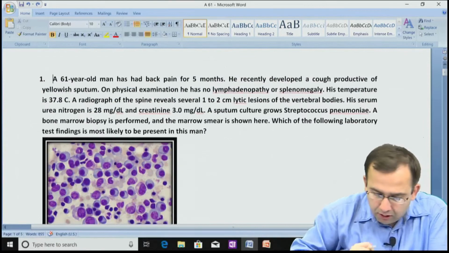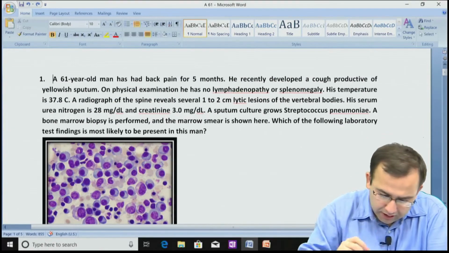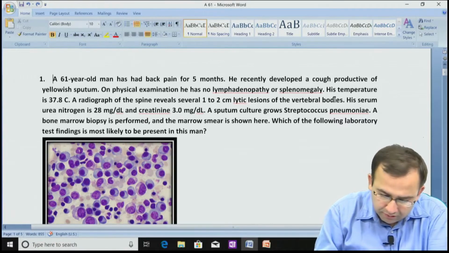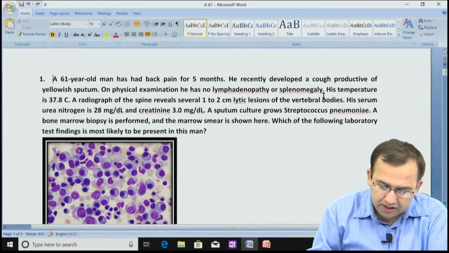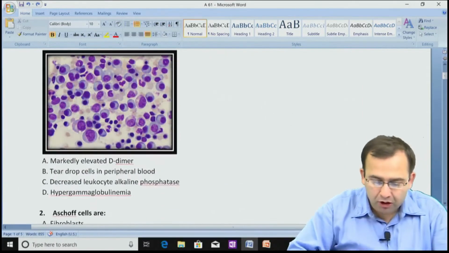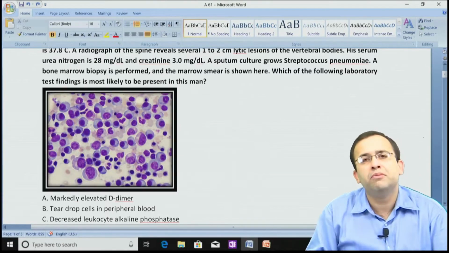Now let us have a look at the question. 61 male, it is favoring multiple myeloma. Next, has back pain for 5 months. Radiograph reveals lytic lesion of the vertebral bodies. Sputum culture is showing this and that. Bone marrow is given. Diagnosis multiple myeloma. So this can be a no history slide also. Which of the following is most likely to be present?